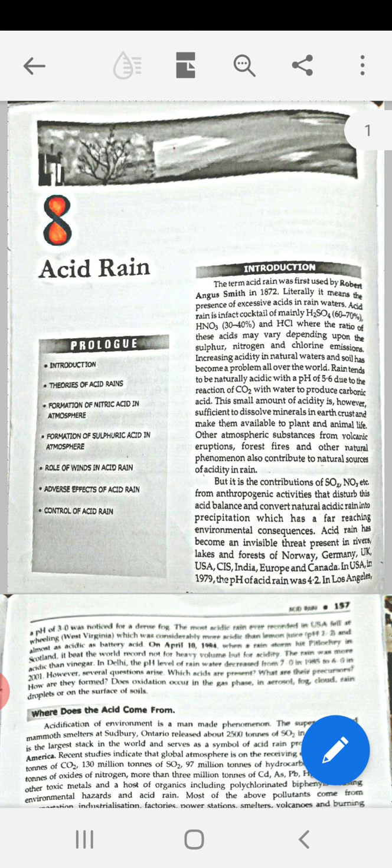Recent studies indicate that the global atmosphere is on the receiving end of 20 billion tons of carbon dioxide, 130 billion tons of sulfur dioxide, 97 million tons of hydrocarbons, 53 million tons of oxides of nitrogen, and more than 3 million tons of cadmium, arsenic, lead, mercury, zinc, nickel, and other toxic metals, and a host of organics including polychlorinated biphenyls causing environmental hazards and acid rain.